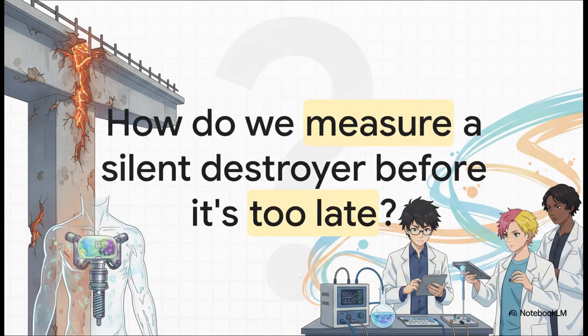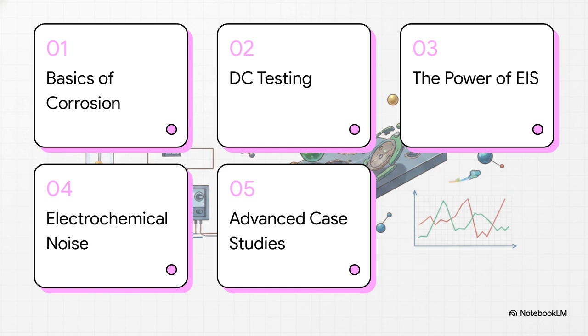Right, so before a concrete bridge fails, or a medical implant starts corroding inside the human body, we desperately need forensic tools to track this silent killer. And really, that brings us to the core of our experimental journey today. How do we actually test for it? How do we measure it accurately before it's too late? Well, let's find out. Here's our syllabus for today's masterclass.